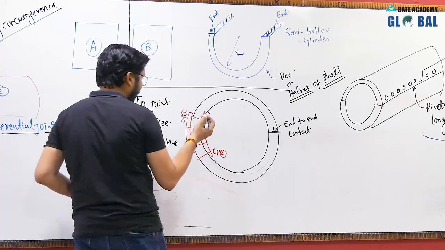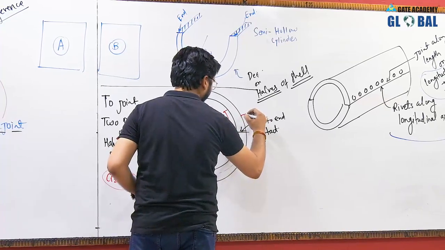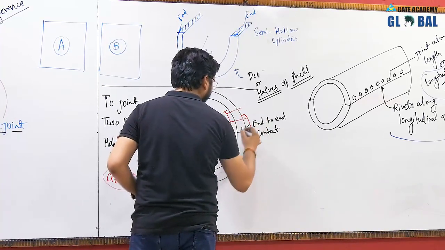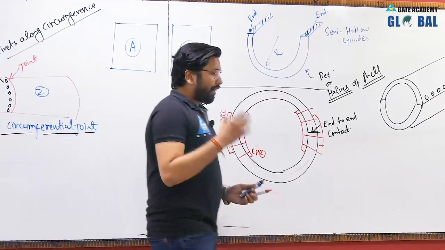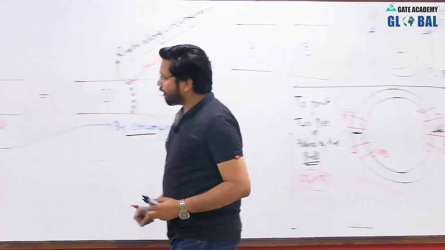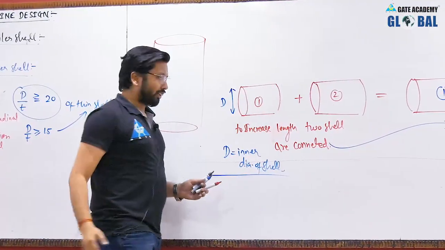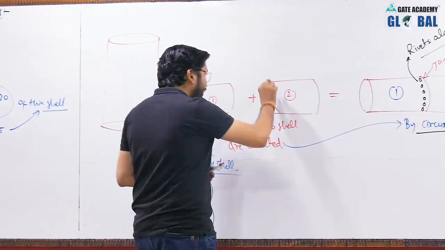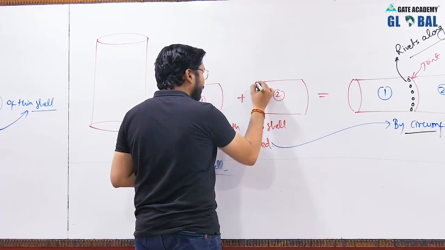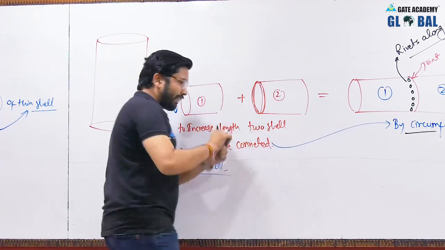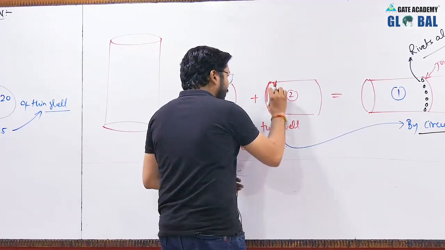This will be the rivets. I'm drawing only the lines for ease. Now, in order to make the circumferential joint, before joining these two shells with each other, in order to increase the length, we will increase the diameter over a certain length. So a ring will be there. We will increase the diameter of shell number 2 up to some length.